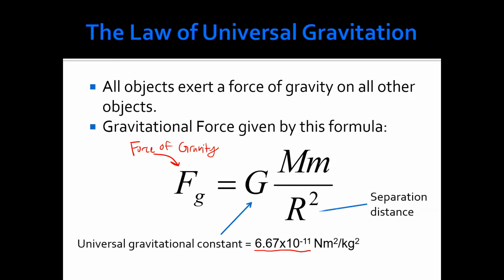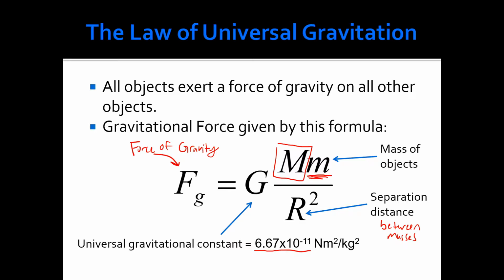R squared is the separation distance between the masses. And big M and little m are the masses of the objects, big M being the mass of the heavier object, and little m being the mass of the smaller object. You could easily call them M1, M2. Some textbooks describe them as M1, M2, other textbooks describe them as big M and little m.